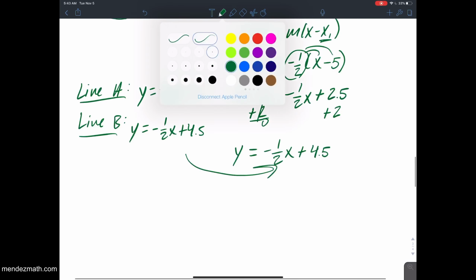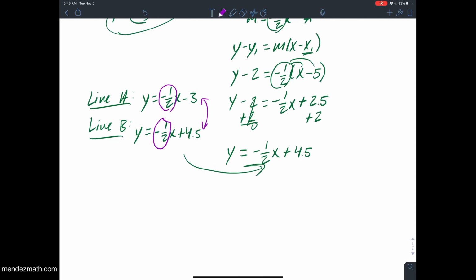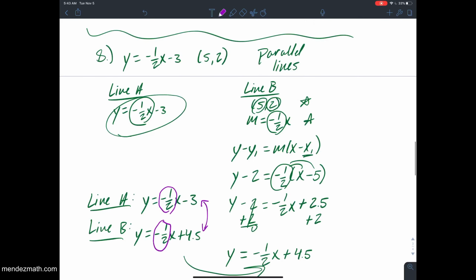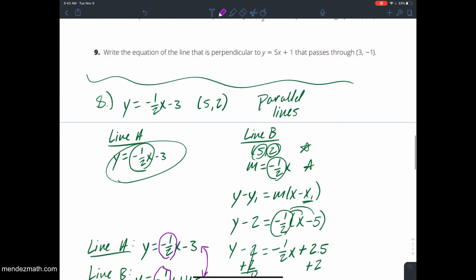So if we look at it, we have the same slopes right there and right there, but they have different y-intercepts right there and right there. Okay? So those are parallel lines. It's a lot of work, but you guys have seen this before. This is number 8. So number 9.